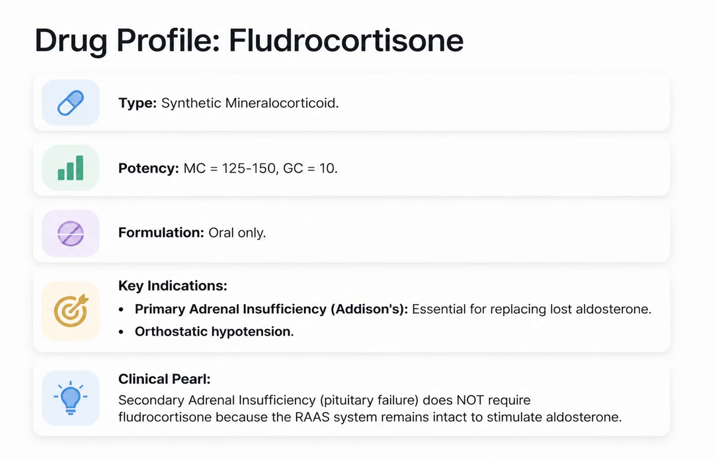Finally, fludrocortisone is our synthetic mineralocorticoid. It is incredibly potent for retaining sodium and is taken orally. It is absolutely essential for patients with primary adrenal insufficiency or Addison's disease because their glands cannot make aldosterone. However, patients with secondary adrenal insufficiency, meaning pituitary failure, do not need it because their kidney's RAAS system is still perfectly capable of stimulating aldosterone production.